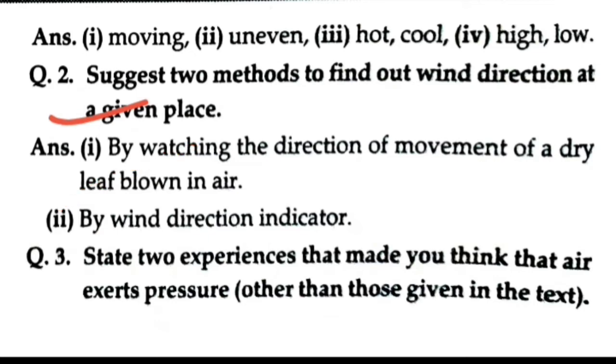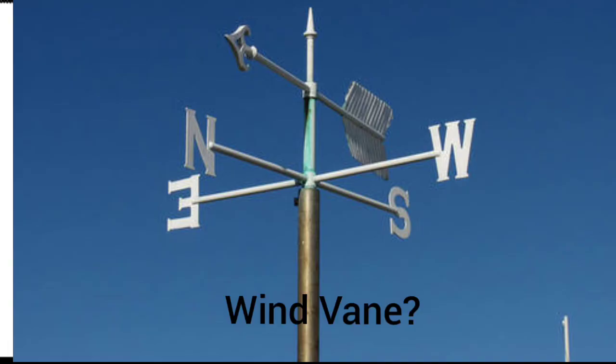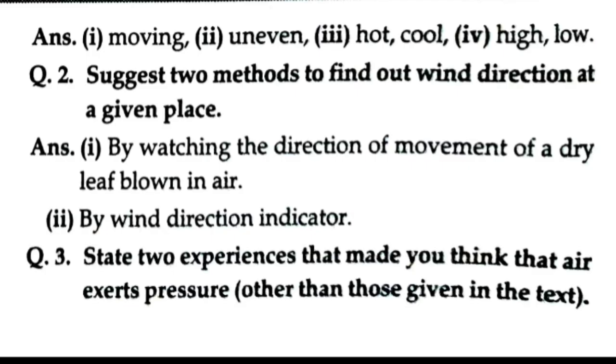And the second way is to use a wind direction indicator. There are different simple or complex devices which show the direction of wind. One such device we know is the wind vane. You can see the diagram. Now see question number 3. State two experiences that made you think that air exerts pressure, other than those given in the text. That is, you have to give two examples from your surroundings which show that air exerts pressure.